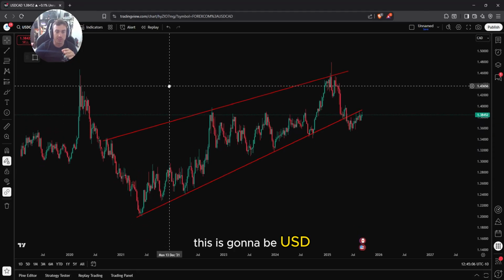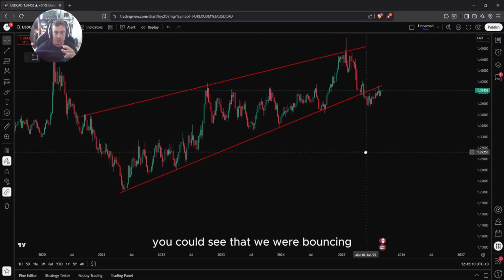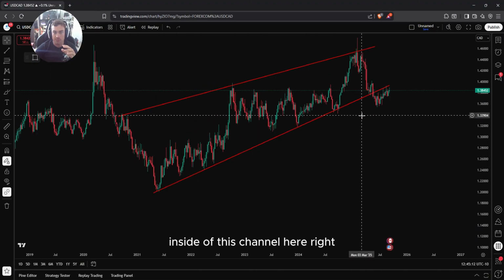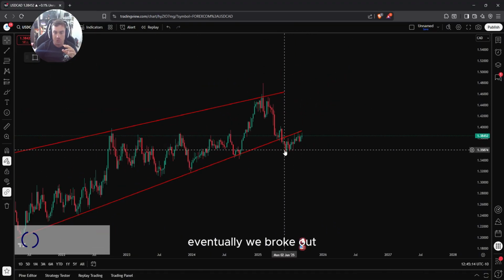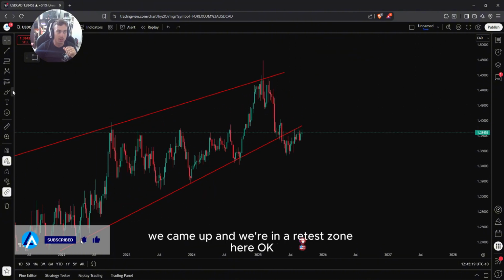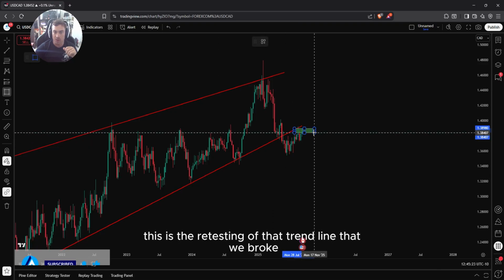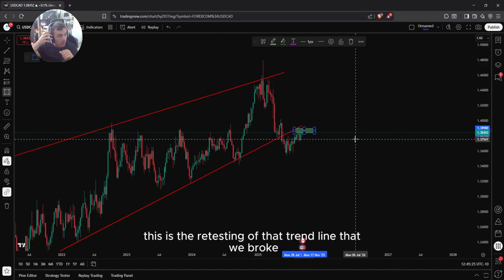This is going to be USD Canadian dollar on the weekly time frame. You can see that we were bouncing inside of this channel here, right? Eventually we broke out, we came up, and we're in a retest zone here, okay? So this is the retesting of that trend line that we broke.